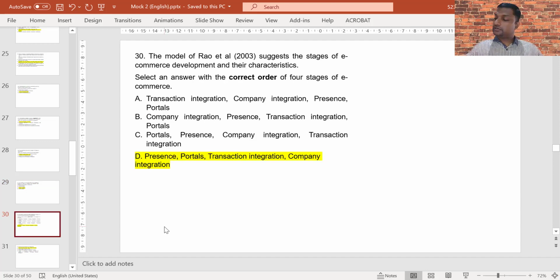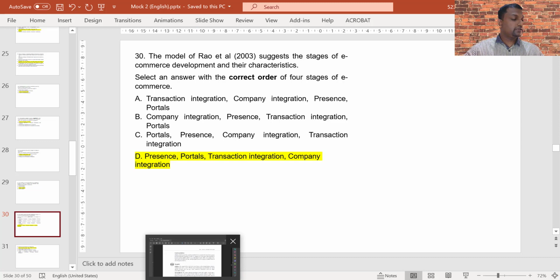Question number 30. The model of Rao 2003 suggests the stages of e-commerce development and their characteristics. Select an answer with the correct order of 4 stages of e-commerce. So there are different e-commerce stages given. So let's look at how this is explained.